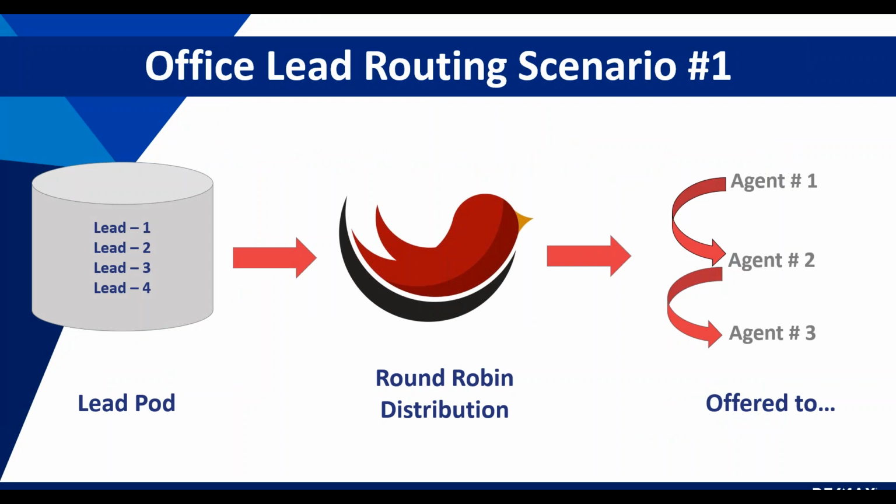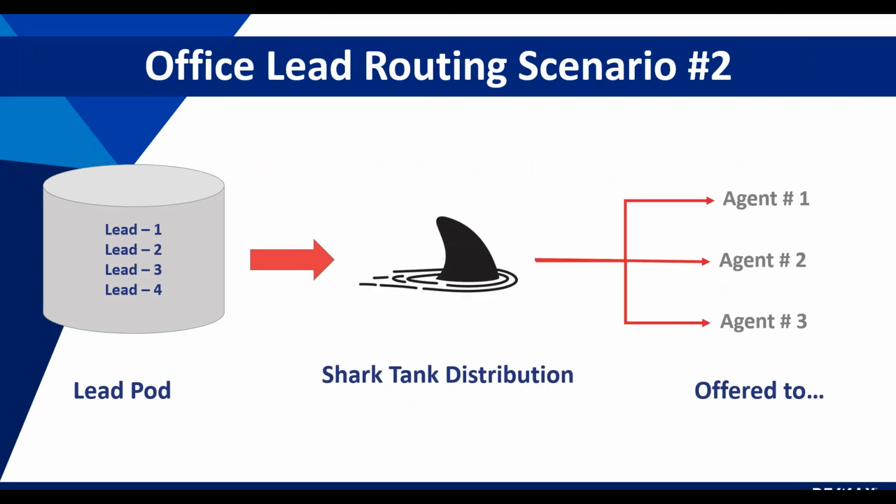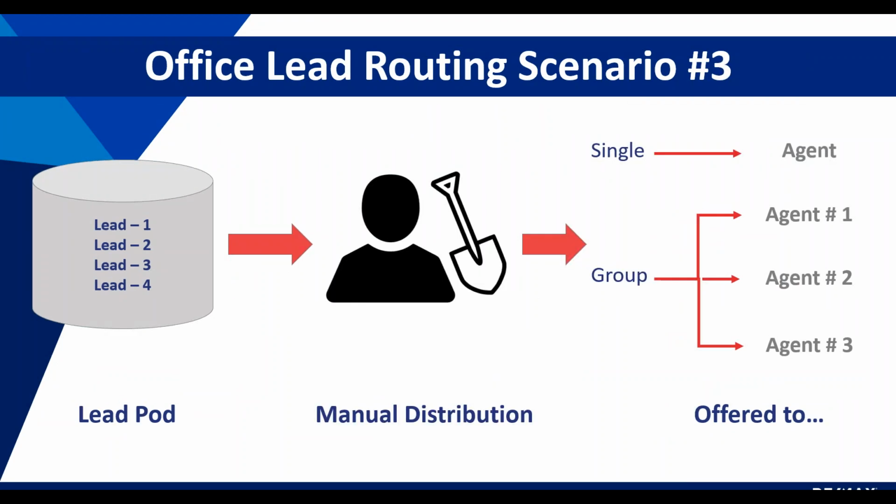Again, there's a million slides on this, but I think we all know how this works, what a round robin distribution looks like, but there it is in a visual form for you all. Shark Tank, obviously, first come, first serve. And then manual distribution, like we said, that you're going to be able to do, you can literally give a lead to an agent if you wanted to as a team lead, or you could do it by pods and do a round robin within those pods, or Shark Tank within those pods, but you'll be able to define how that all works as a team lead.